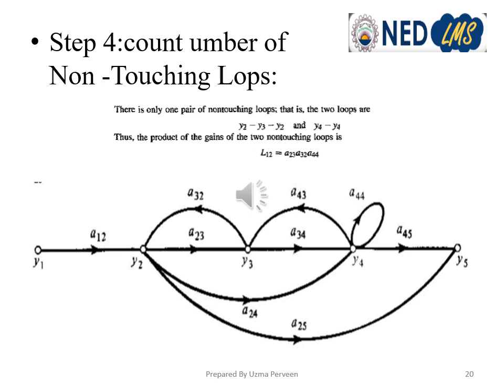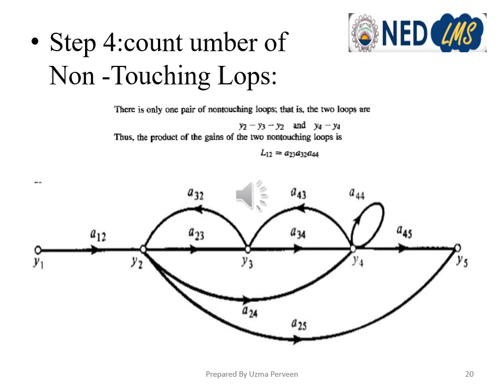So this is the only combination of two non-touching loops, and the non-touching loop gain is the product of all the branches associated with these loops. So the gain will be A23, A32 multiplied by A44. And please note that L12 equals A23, A32, A44, where subscript 2 is for a pair of two non-touching loops. If we have more than one pair of two non-touching loops, then we'll say L22, L32 and so on. But here we have only one pair of two non-touching loops, so we have written L1, 1 for the first pair, 2 for two non-touching loops. So L12 equals A23, A32 and A44.